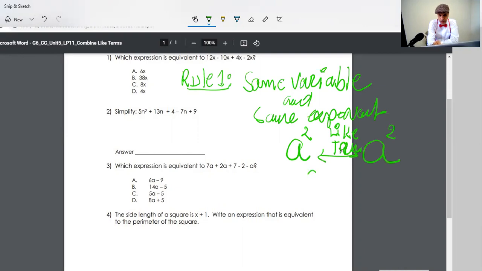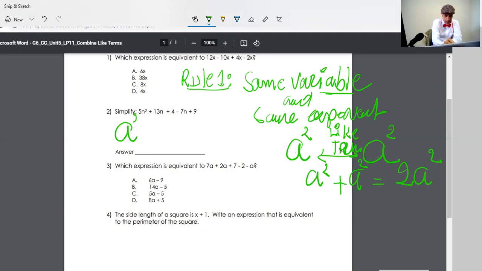So if I have A and another A with the same exponent, I could write it as, how many do I have? Two of them, 2A with the 2 on top. So these two are like terms because they satisfy rule one, which is the same variable, A, same exponent, 2, okay? If I have A with the 2 on top and A with nothing on top, these two are not like terms because they don't satisfy the second part of the rule.